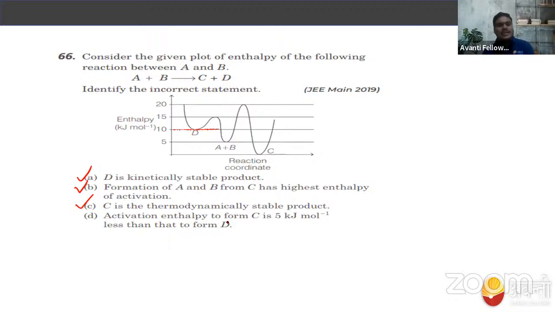Now, the activation enthalpy to form C is 5 kilojoule per mole. So the activation energy to form C is 5 kilojoule per mole, and less than that of D. No, this is not correct, right? 5 kilojoule per mole is not correct at all, and less than that to form D. So option D is the incorrect statement. Option D has nothing to do with this given graph. So we can say that option D is absolutely incorrect, right?